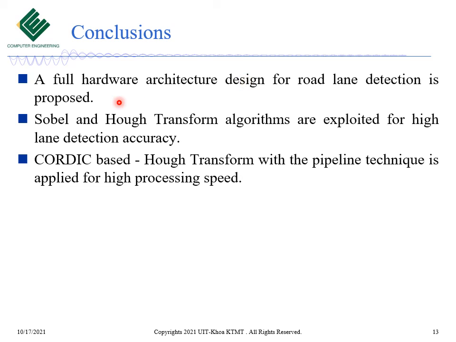So for conclusions, in our research topic, a full hardware architecture design for road lane detection is proposed, and Sobel and Hough transform algorithms are exploited for high lane detection accuracy, and CORDIC-based Hough transform with the pipeline technique is applied for high processing speed.